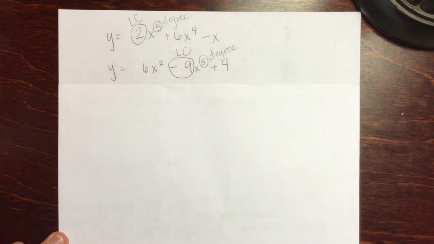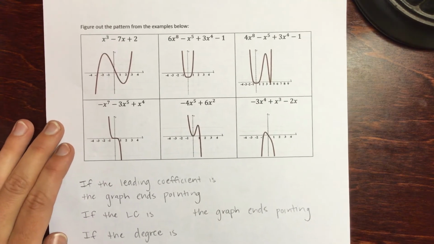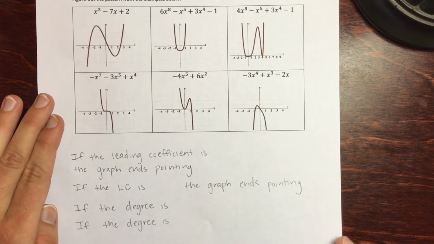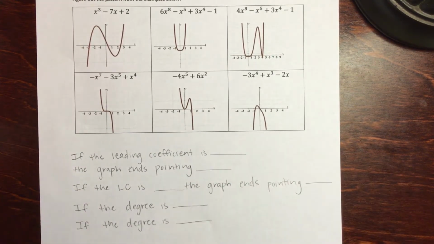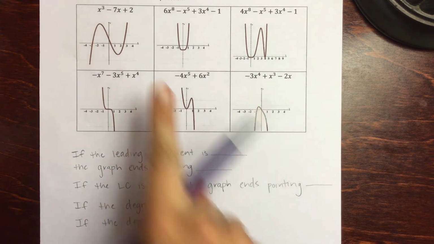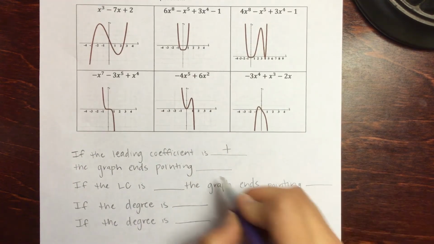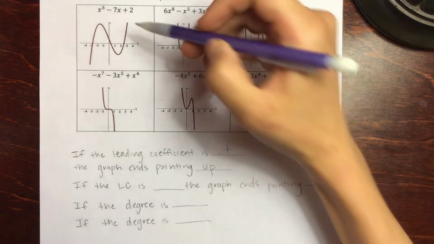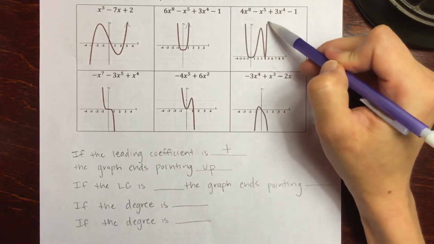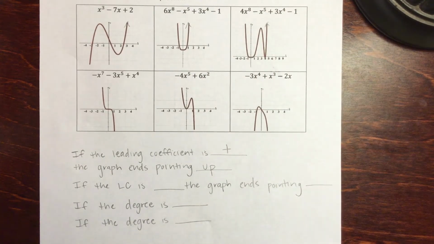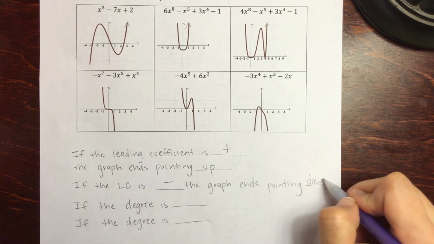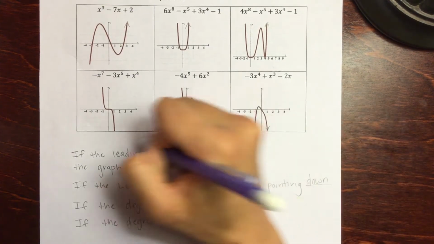All right, so how does the leading coefficient and the degree explain anything about our graphs? Let's look at a few examples. You may want to pause the video here and see if you can figure out, look at these examples, can you answer these questions? If the leading coefficient is positive, as in these first three examples, then your graph ends pointing up. The right-hand side points up. On the other hand, if your leading coefficient is negative, as in these other three examples, the graph ends pointing down. The right-hand side is what I'm referring to.